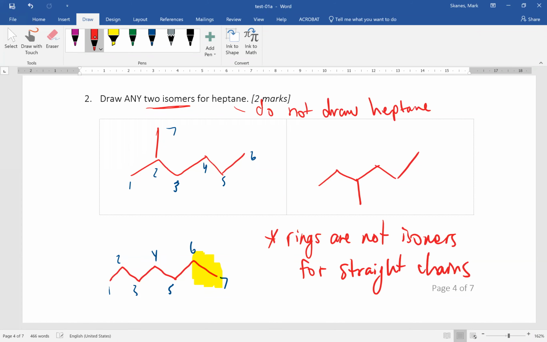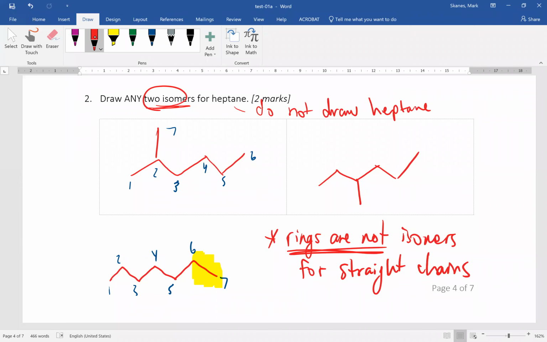I remember, I think it was on the first lab. Your labs are all marked, by the way. I haven't seen you guys in the lab in so long, but your lab grades are online. And in the first lab, it was like draw an isomer for pentane, and somebody drew cyclopentane, but cyclopentane doesn't have the same formula. So when you see this question, do not use a ring.